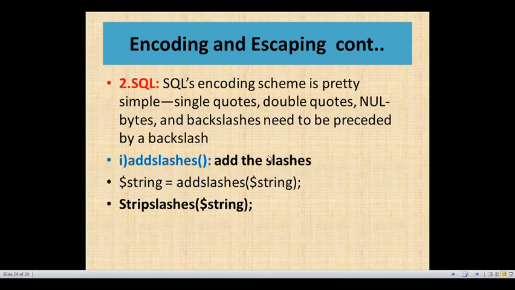Next, the second one is SQL. When we are using SQL, we are using database queries. In that we sometimes need single quotes and double quotes. Sometimes we can keep them as they are, sometimes it is necessary to remove them. So the SQL encoding scheme is pretty simple: single quotes, double quotes, null bytes, and backslashes need to be preceded by a backslash. For this, we can use the function addslashes to add slashes in a string.